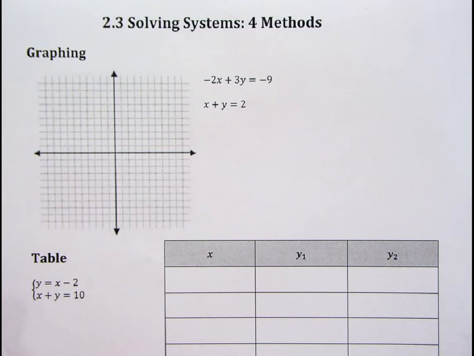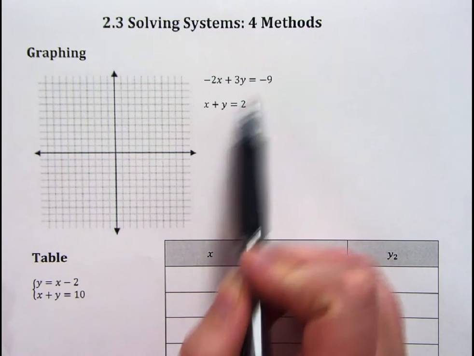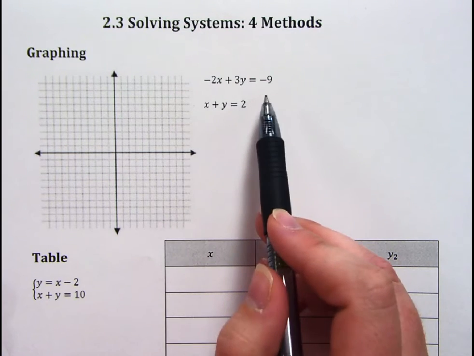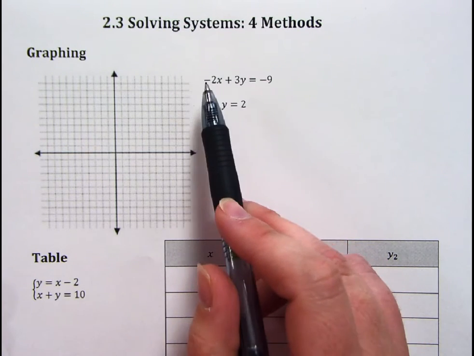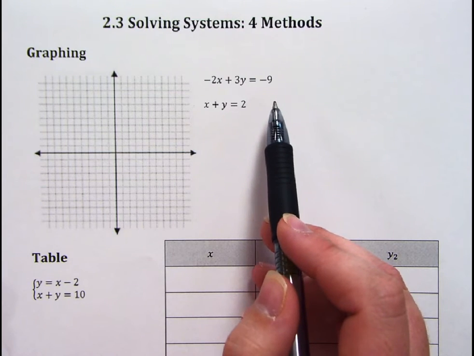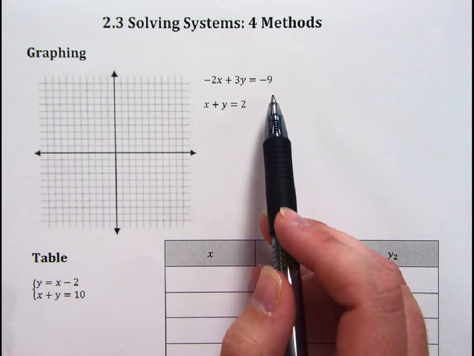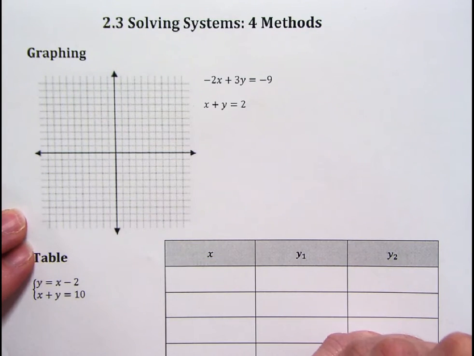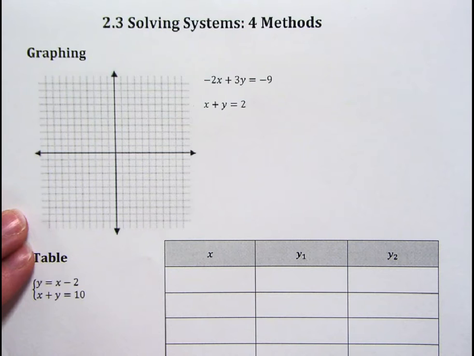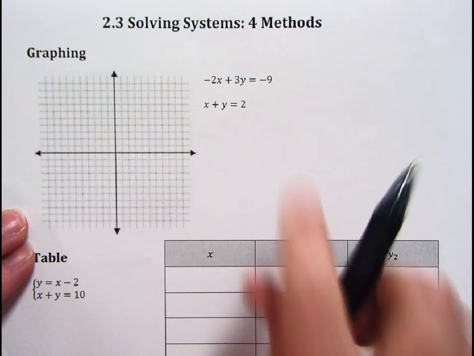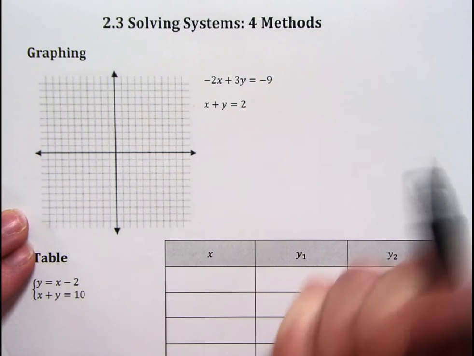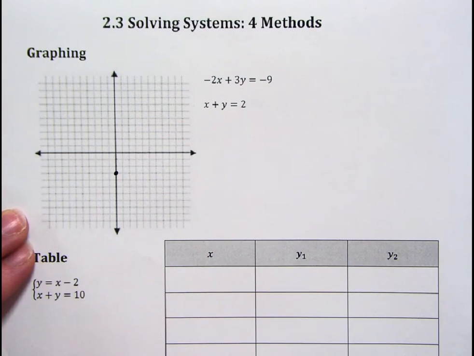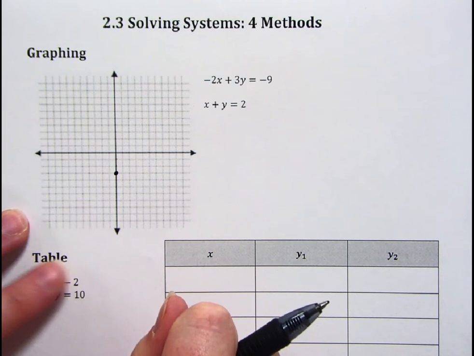Okay, the first one is graphing. What we want to do is graph each equation and then see where the two lines intersect. The first equation is in standard form. I'm noticing the x-intercept would be 4.5 and the y-intercept would be -3. And when I'm plotting with the graphing method, I prefer to make sure that I'm plotting integers just so that my graph is a little bit more accurate. So I'm just going to plot the y-intercept of -3. And then I'm going to use the slope to find an additional point on my graph.